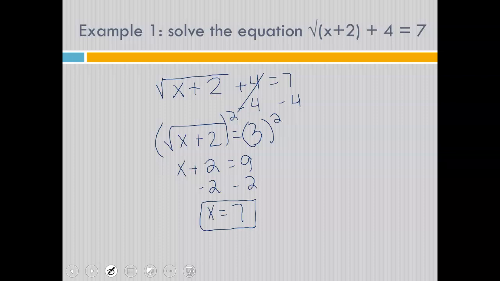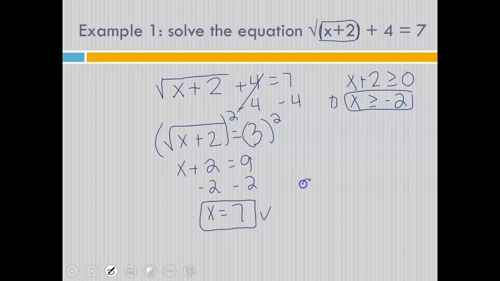If you think about the square root in its original form, we have x plus 2 underneath. So my domain says that x plus 2 must be greater than or equal to 0, or that x must be greater than or equal to negative 2. Since x is in fact greater than negative 2, our solution will check. You can also check it by simply plugging it in.